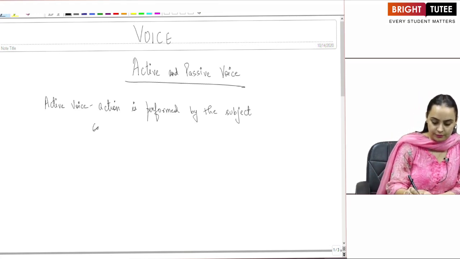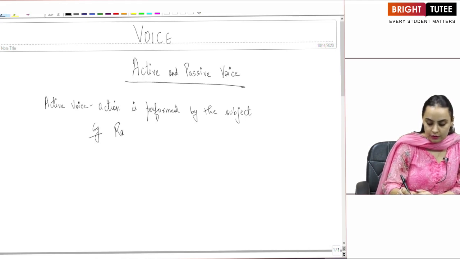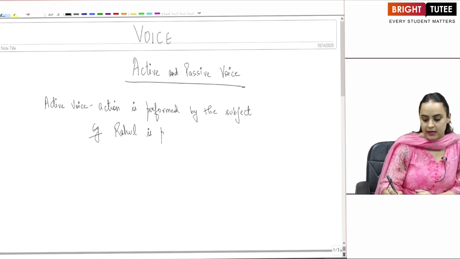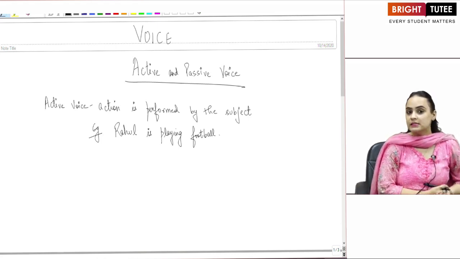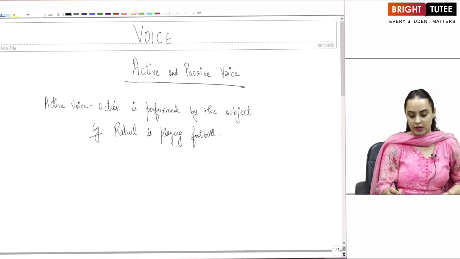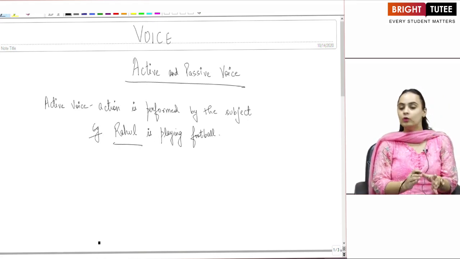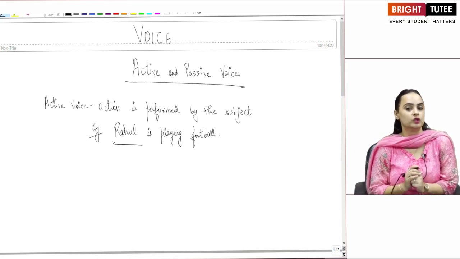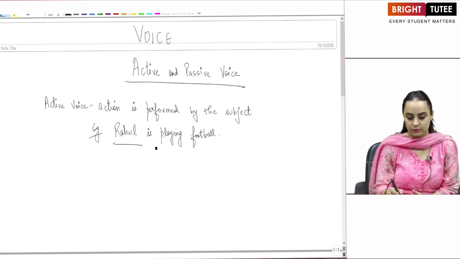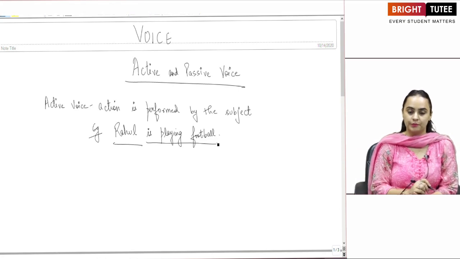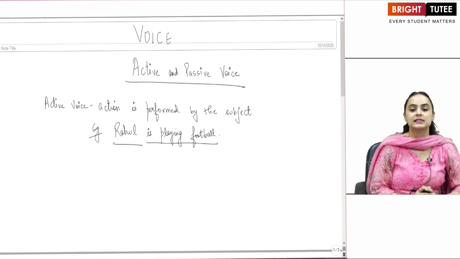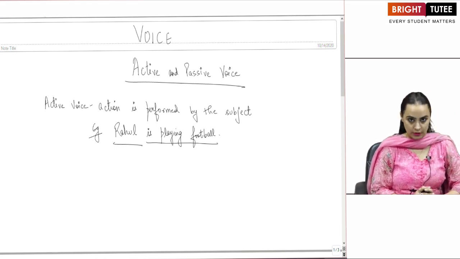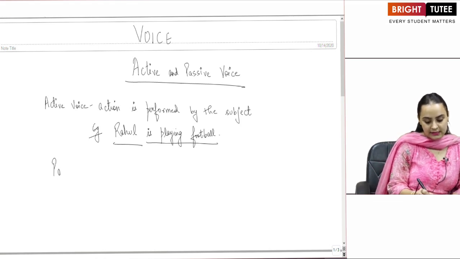For example, if I say, Rahul is playing football. So, who is my subject in this sentence? My subject is Rahul, and Rahul is the one who is performing the action. What is the action which Rahul is performing? He is playing football. So, when the subject is performing some action, that sentence is said to be written in active voice. Now, what is passive voice?